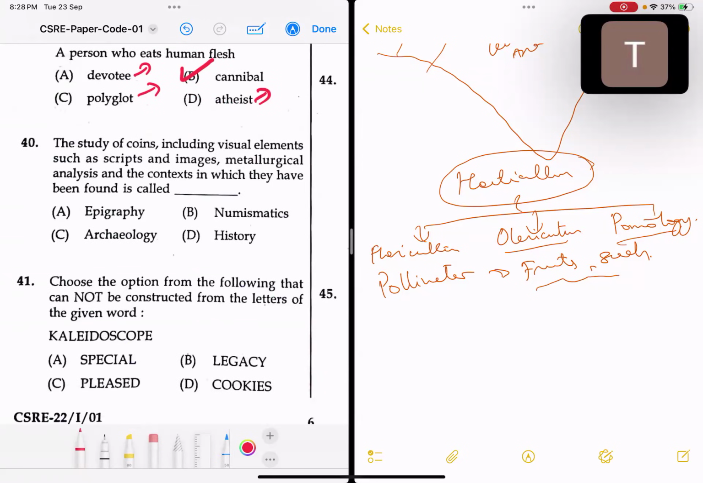Question number 40. So it says here the study of coins. So directly, the study of coins is what? Numismatics, right? When we try to study the coins, that is known as numismatics. So the correct option is B, okay?